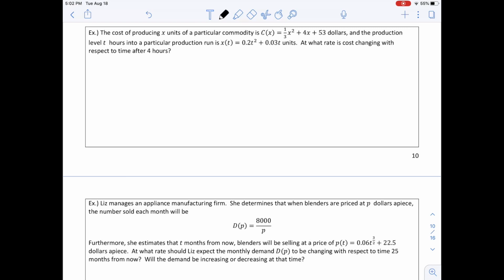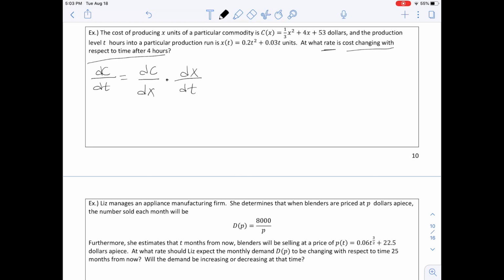And they're asking for a rate, which we know is a derivative, of costs changing with respect to time. So they want us to find dc with respect to time, so dt. In order to do this, I don't have a function that is c in terms of t. So you could rewrite this. Another way to do this is think of it as the derivative of c with respect to x times the derivative of x with respect to t.